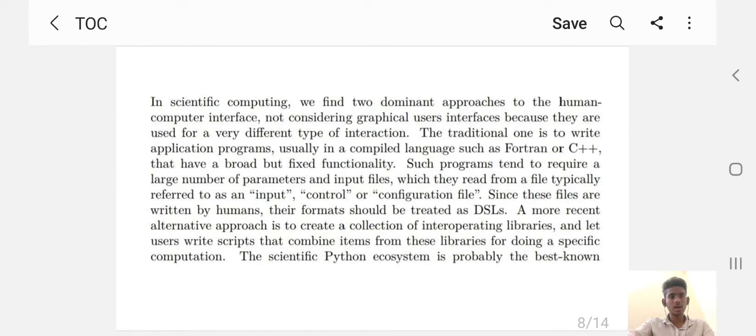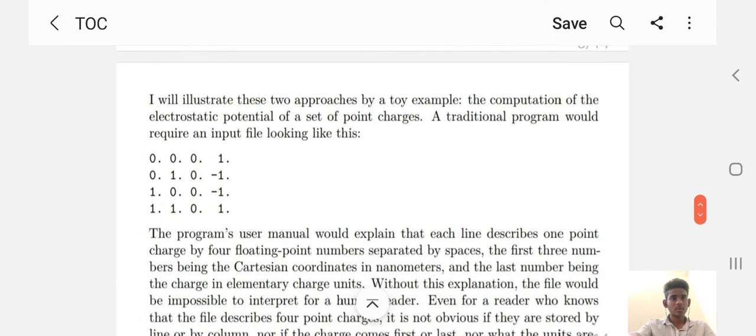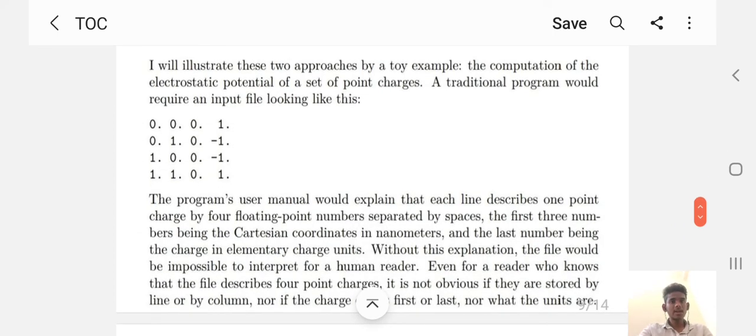A more recent alternative approach is to create a collection of interoperating libraries and let users write scripts that combine items from these libraries for doing a specific computation. I will try to illustrate these two approaches by a toy example. The computation of the electrostatic potential of a set of point charges.